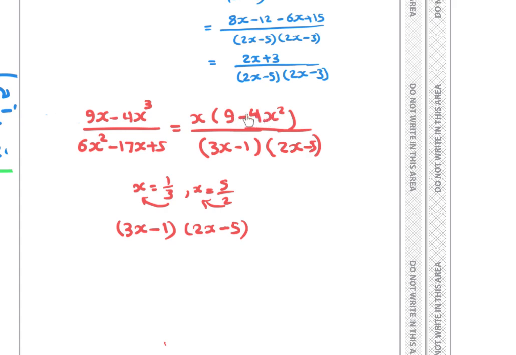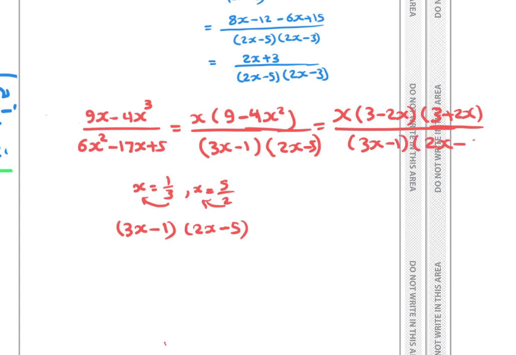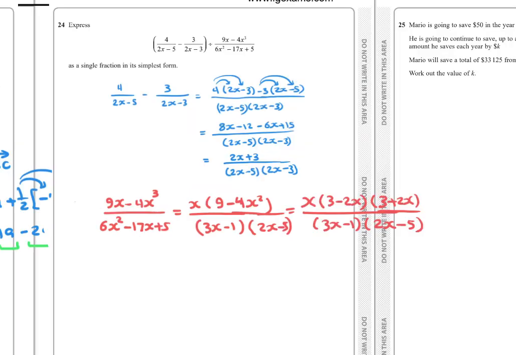And for the numerator, for this bracket, we can factorize more because there's a difference between two squares. So 3 minus 2x and 3 plus 2x. And the denominator is 3x minus 1 and 2x minus 5. Now you can divide this fraction by that one.